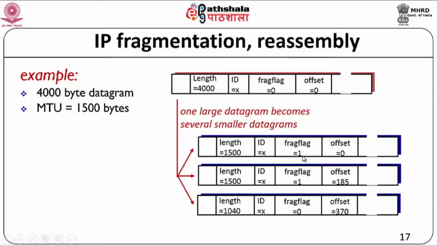If you look at the fragment flag, or the more flag as it is called, this flag is set to 1 in the first fragment, 1 in the second fragment, and in the last fragment it is set to 0. This 1 indicates that there are more fragments to come. Again, this indicates there is more fragment to come. The last fragment has a value of 0, which indicates that this is the last fragment of this particular set of fragments. And the offset field is set to a value of 0 in the first packet. We will see how that is calculated.